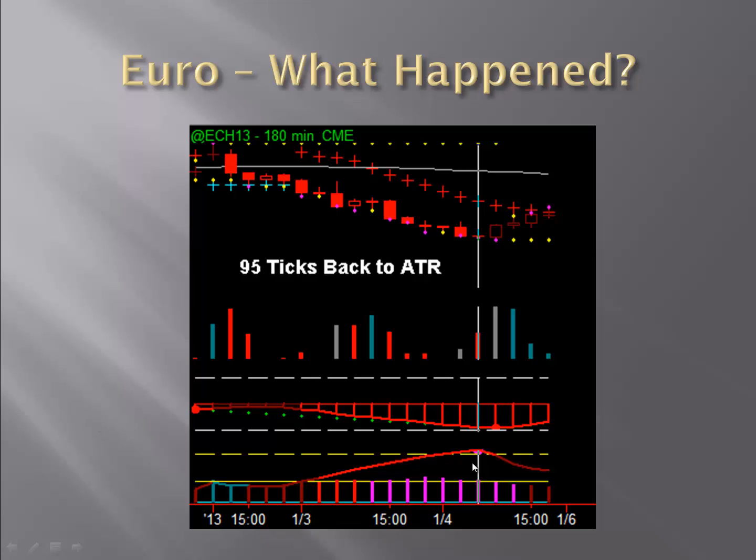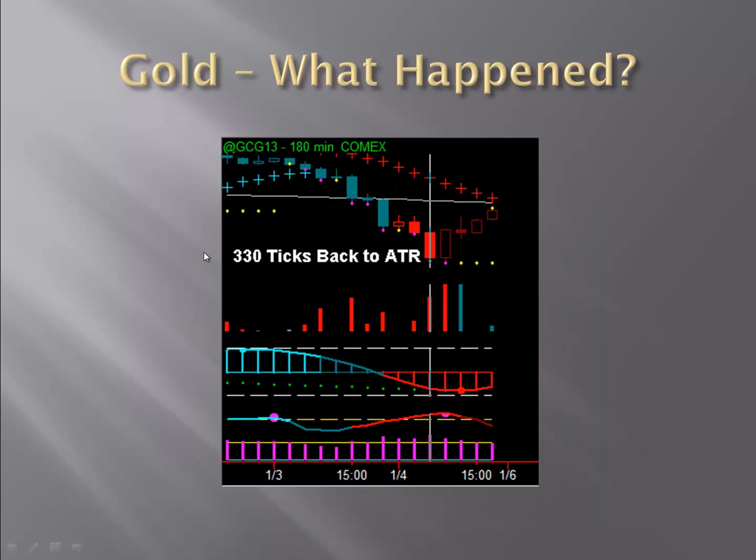On the euro, the peak did come in. Actually, it was around 6:30 in the morning when the peak came in. And what happened? It pulled back 95 ticks to the ATR. So we knew that this movement would happen as soon as this peak came in. On gold, it moved 330 ticks back to the ATR. Again, your peak came in over here, and then it proceeded to pull back to the ATR, which actually coincides with the slow moving average.